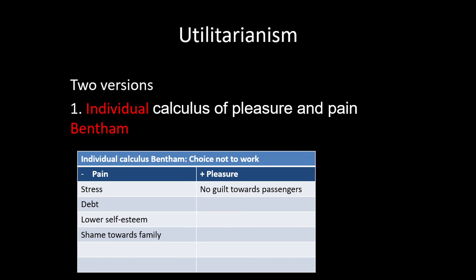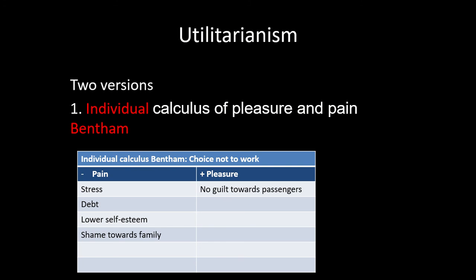You make a choice. In your head, you're making a choice. Okay, let's see what happens if I don't go to work. And then you sum up what happens. Now, the pain side, you can see there's lots of stress because he might get into debt. He might have a lower self-esteem and shame towards his family members, where he feels he cannot provide to, and objectively he cannot provide. And the pleasure is that he has no guilt towards passengers or customers that might be involved.